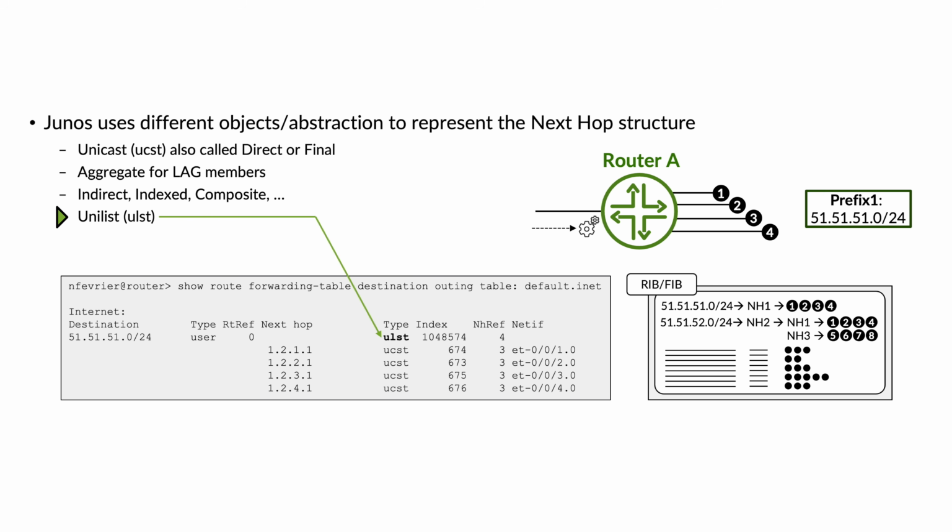And I will not detail all other types of next stops, like the indirect or composite ones, but I will mention one essential for the load balancing mechanism, the unilist. With a unilist object, you can map a destination network to the different path options. And it's a very powerful construct that contains potentially many other next stops or hierarchies of next stops with multiple levels of indirection. And in the show commands, you will see that represented by these four letters, ULST.